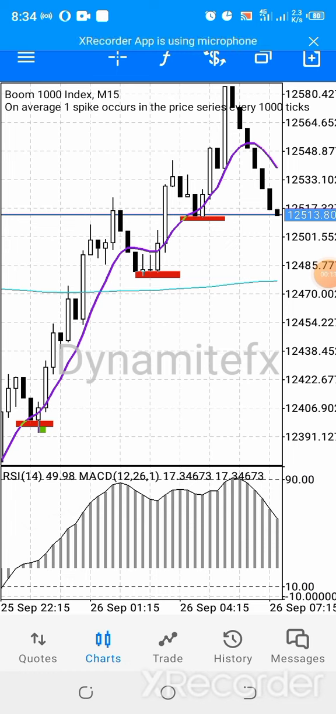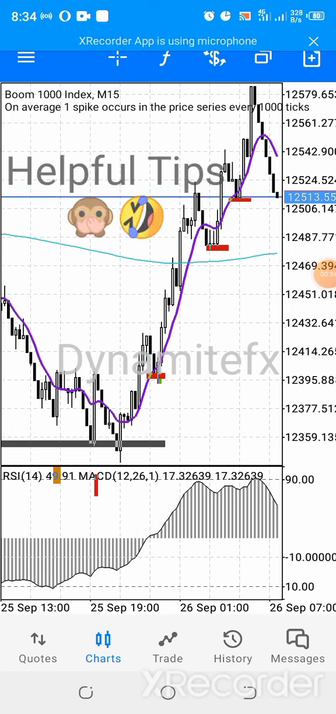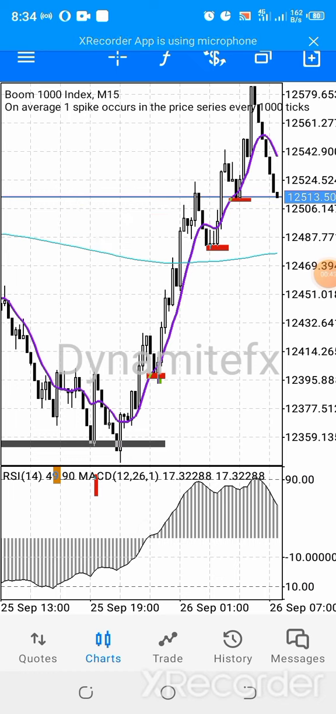I promised I was going to upload very useful content for you, strategies to help your trading journey. So today, I want to give you some helpful tips, something you're going to use to catch spikes very accurately with a stop loss. If you're looking at my chart right now, you'll see this.